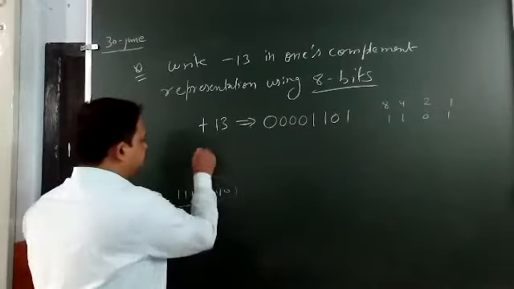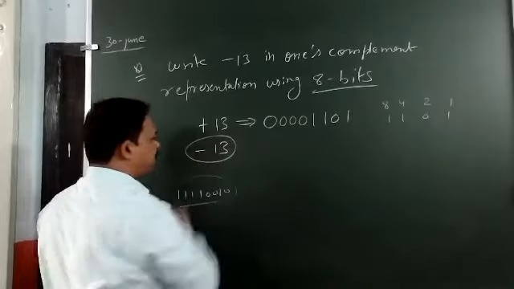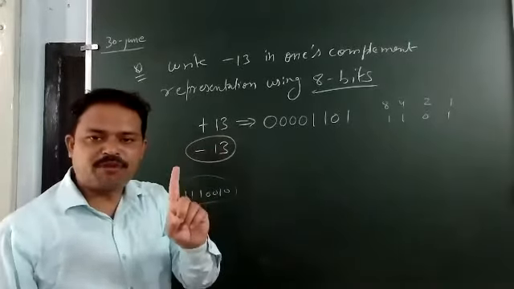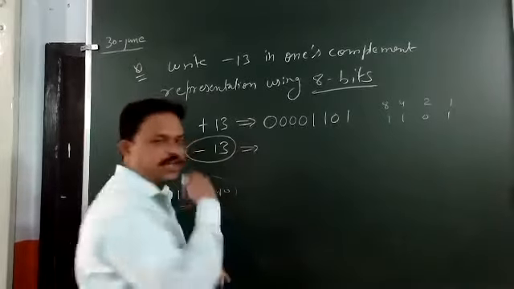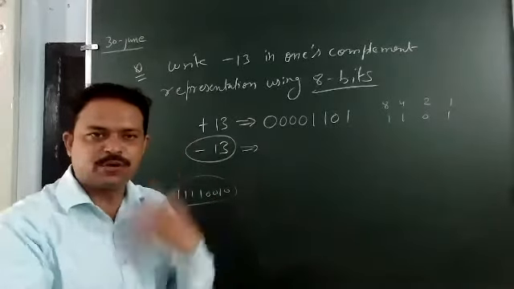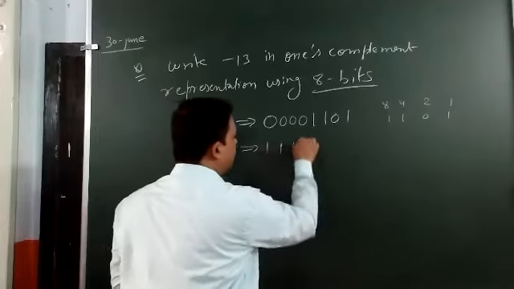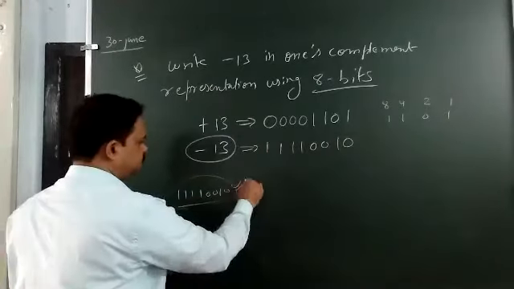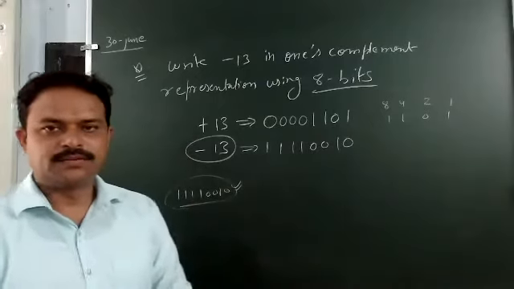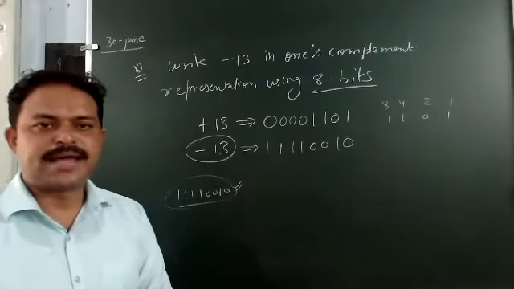Now minus 13 in one's complement form. Very simple logic. Replace 0 with 1 and 1 with 0. 1 1 1 1 0 0 1 0. This is minus 13.